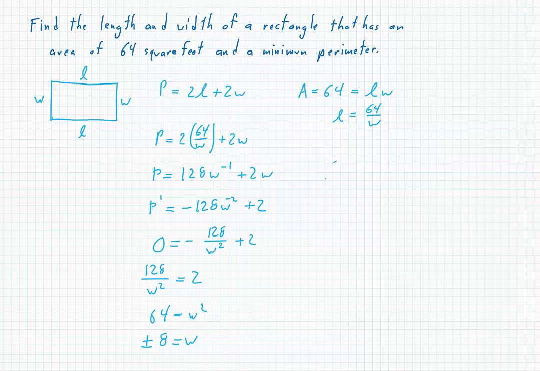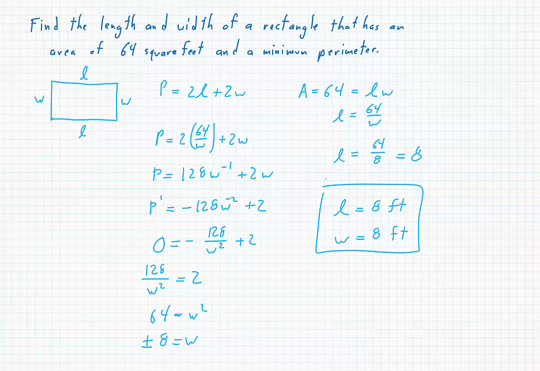We'll come back over here to length. Length is therefore 64 divided by positive 8, or 8 itself. So the length is 8, and that's going to be in feet, since our original units were square feet. Our W is also 8 feet. In other words, interestingly enough, we have ended up with a square that minimizes the perimeter of our rectangle. And keep in mind, squares are just special rectangles where all the sides have the same length.